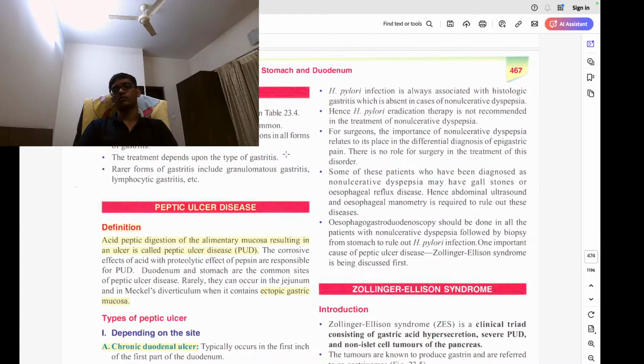The importance of non-ulcerative dyspepsia is related to its place in the differential diagnosis of gastric pain. There is no role for surgery in the treatment of this itself. Some of the patients who have been diagnosed with non-ulcerative dyspepsia may have gallstones or esophageal reflux disease. Abdominal ultrasound and esophageal manometry are required to rule out these diseases.